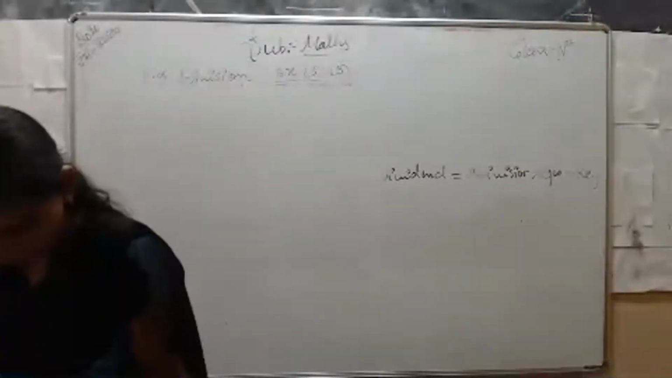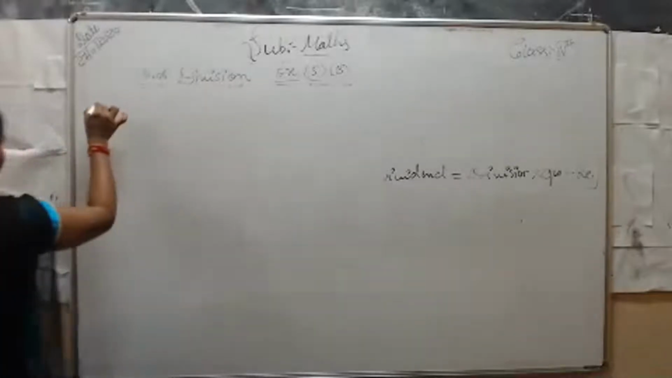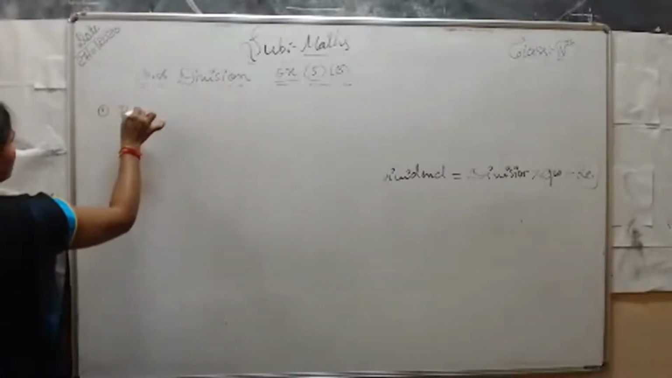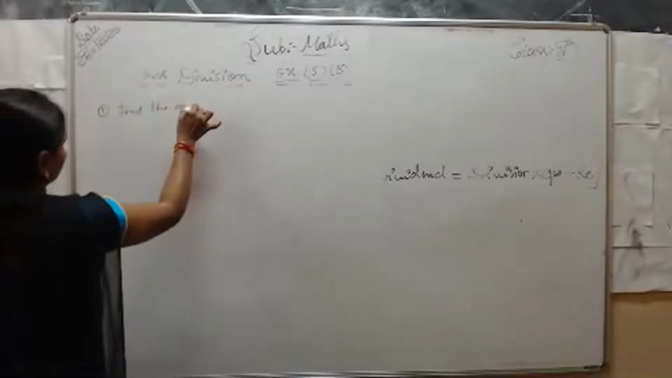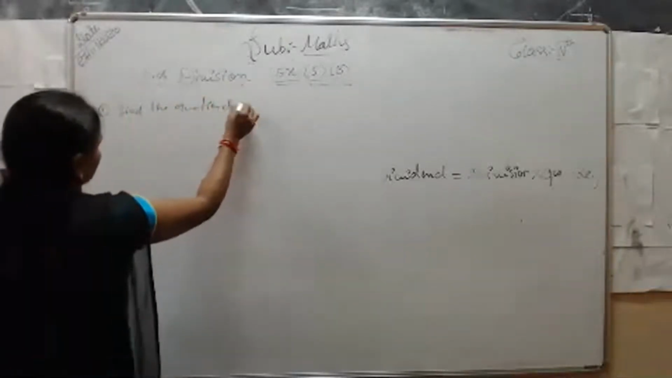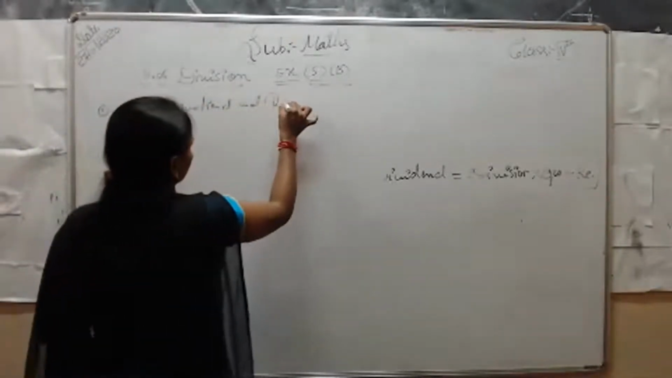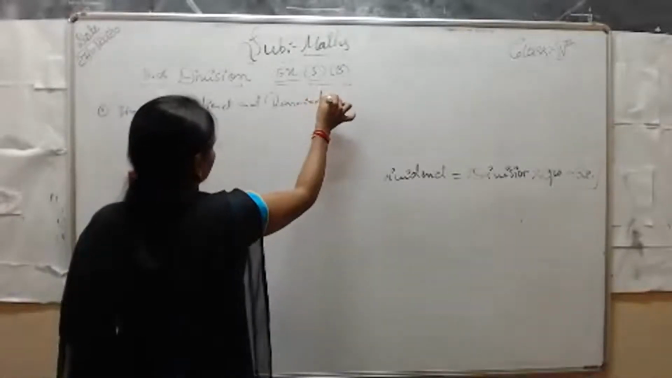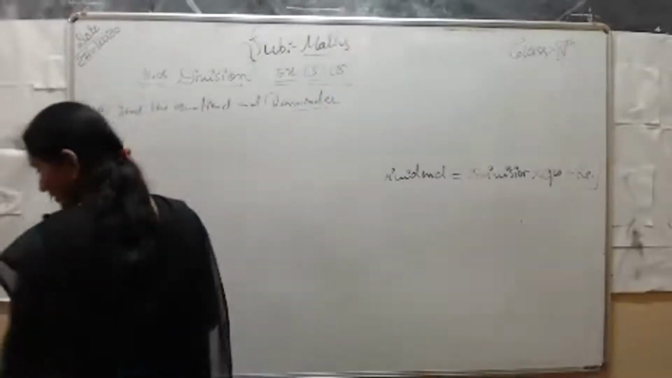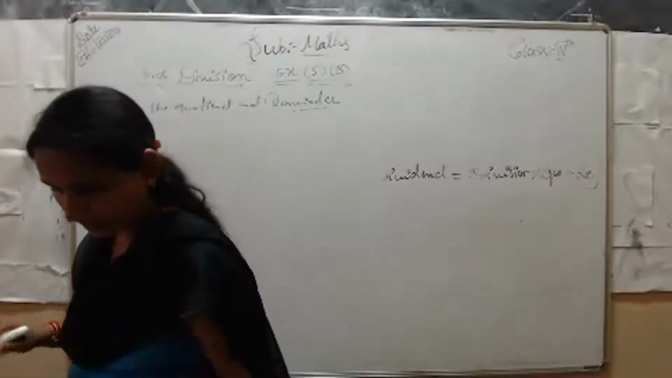Students, in the second question, what is the second? Find the quotient and the remainder. Yes, quotient and the remainder. So what is it now?